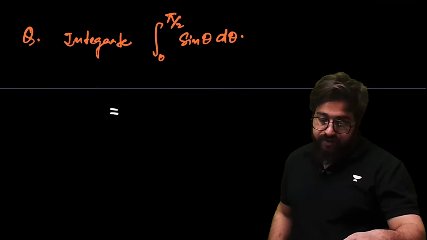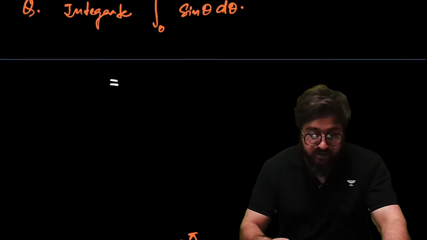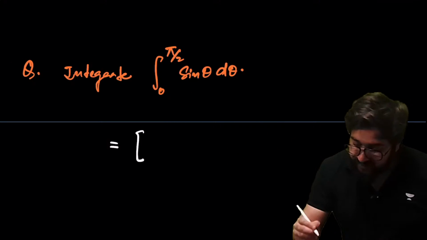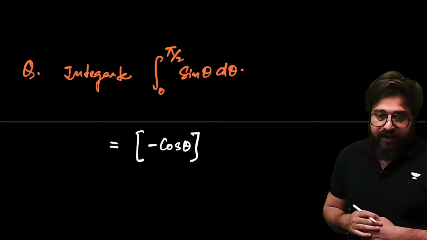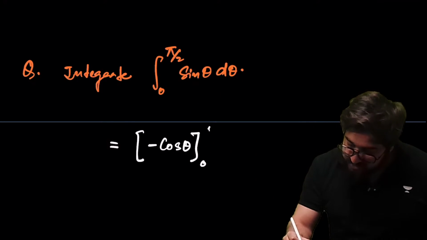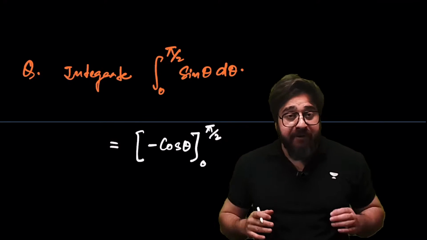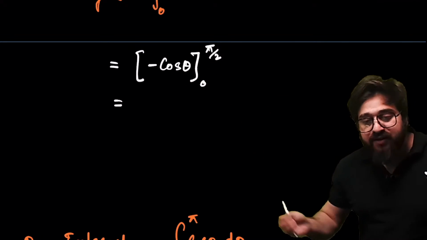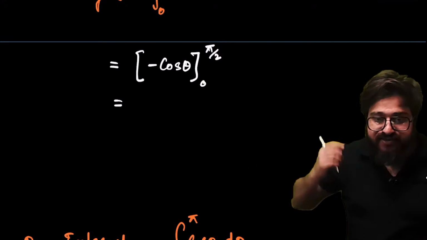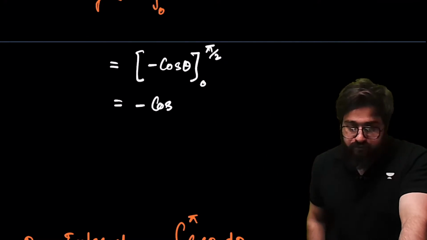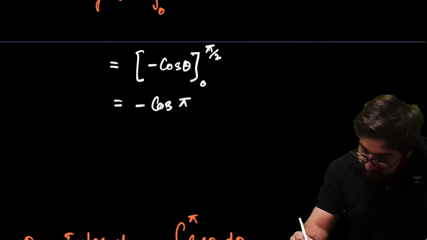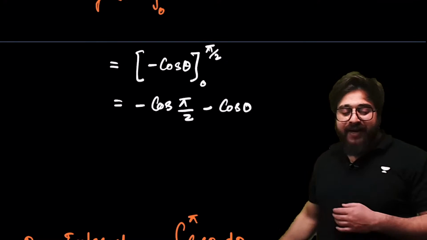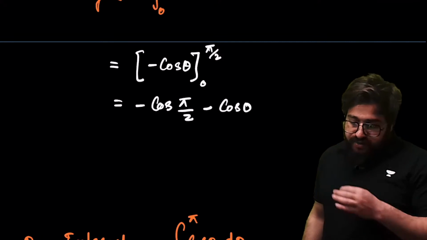What is the integration of sine theta? That is minus cos theta. The integration for sine x is minus cos x. So the integration of sine theta is minus cos of theta, and the limits are from 0 to pi by 2. What does this limit mean? First, you have to put the upper limit, pi by 2, in theta. Then you put the lower limit 0 in theta. So it is minus cos of pi by 2, minus, minus cos of 0. Is this clear?